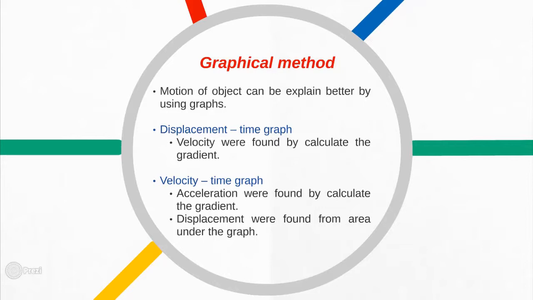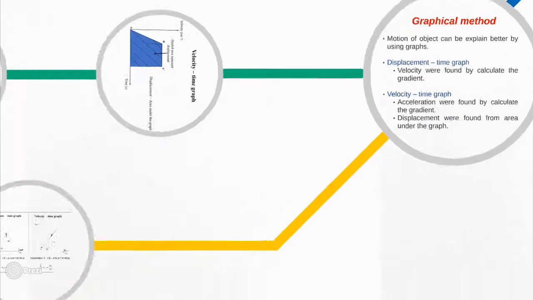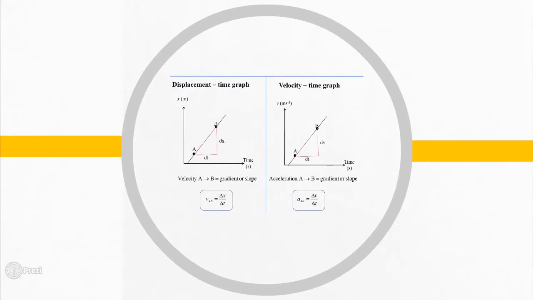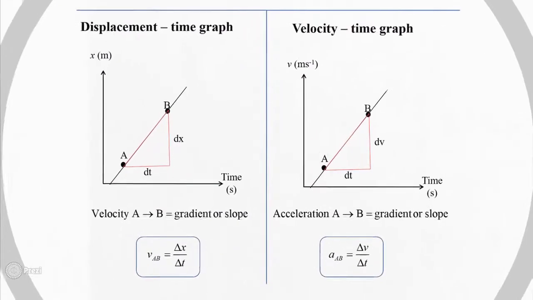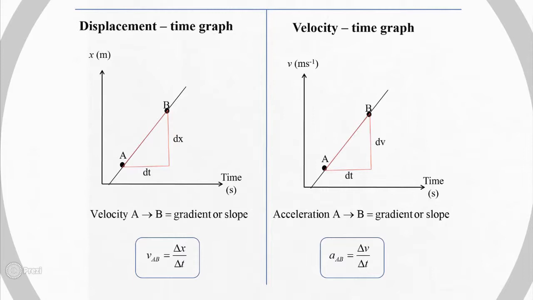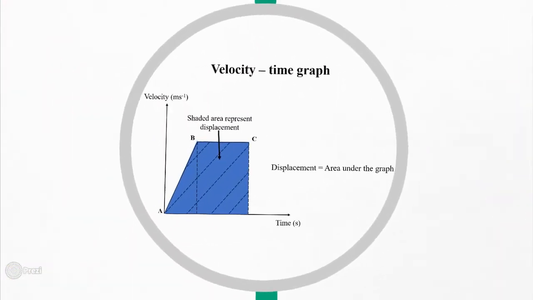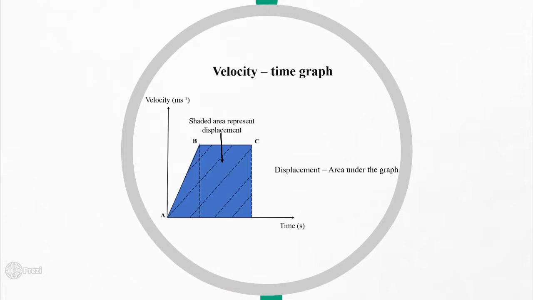Second is the velocity versus time graph, where acceleration is found by calculating the gradient, and displacement is found from the area under the graph. This is the displacement versus time graph. The gradient of the graph is equal to velocity. Next is the velocity versus time graph. The gradient is equal to acceleration. Always remember for this graph, displacement is found from the area under the graph.